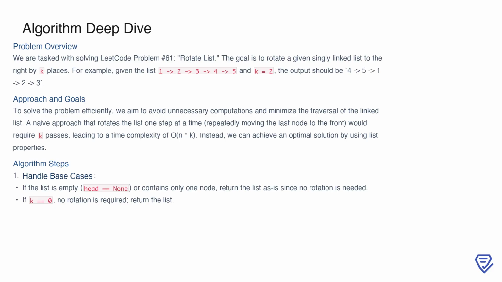A naive approach, where we rotate the list one step at a time, would require k full passes over the list, which is inefficient for large values of k. Instead, we aim for an optimal solution by leveraging the properties of the list. The first step in our algorithm is to handle simple base cases. If the list is empty, contains only one node, or if k is 0, no rotation is needed, so we return the list as is. These checks allow us to quickly handle trivial cases without further computation.